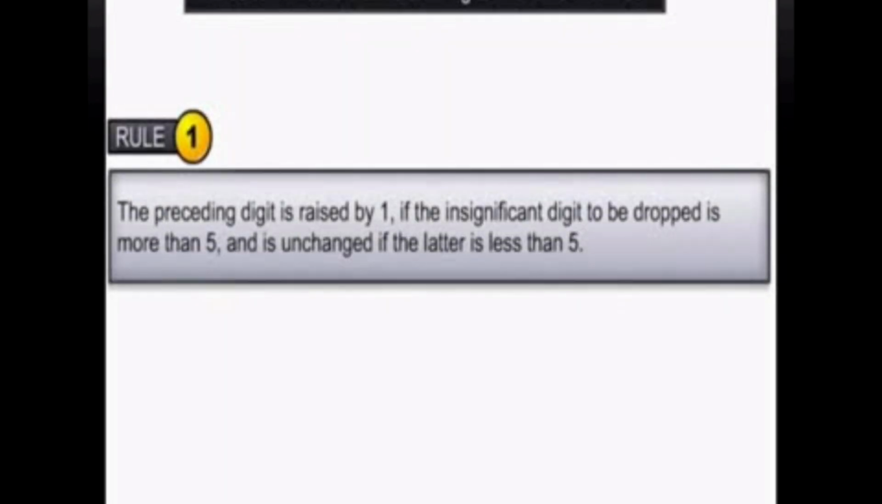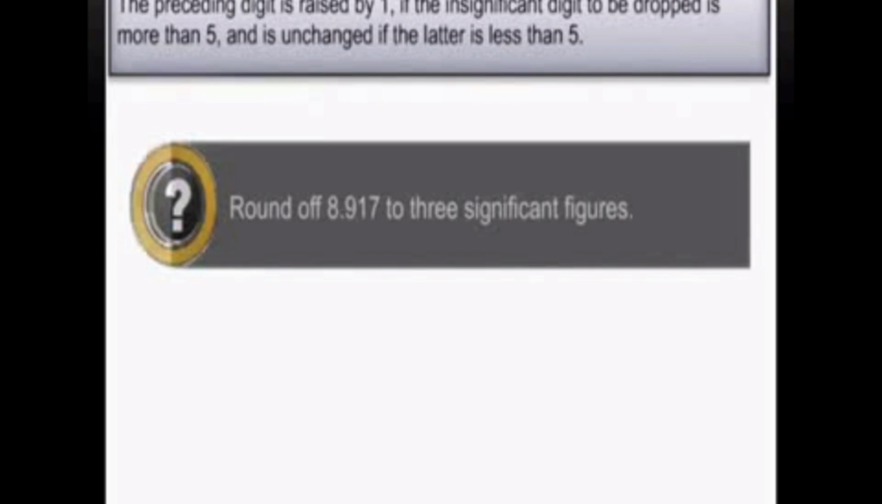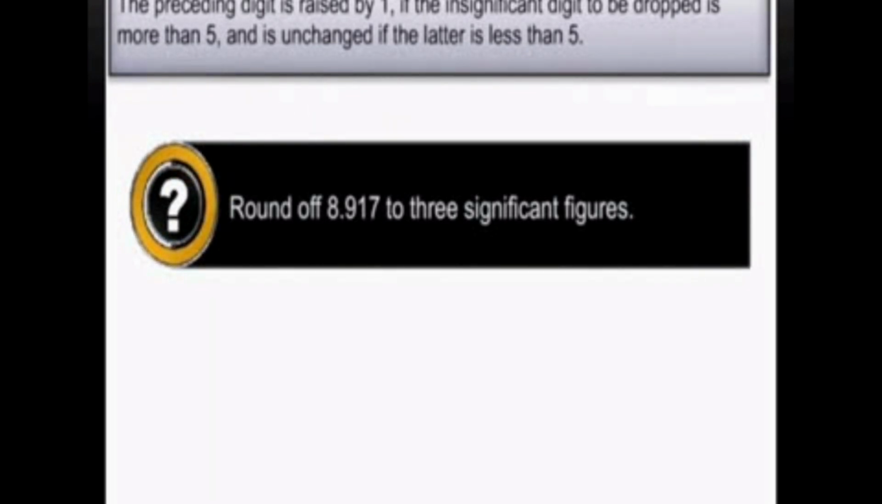Rounding off the given numbers to the required significant figures. So how to round off the value? It has a certain rule. Now we are going to see rounding off the given numbers. The preceding digit is raised by 1 if the significant digit to be dropped is more than 5, and it is unchanged if that digit is less than 5. So already you know that if the value is greater than 5, you add 1, or if less than 5, you leave it.